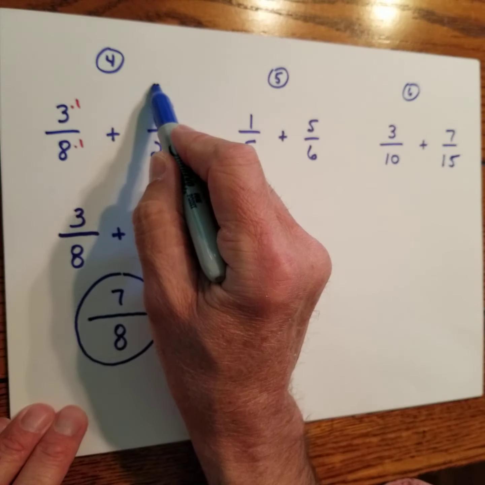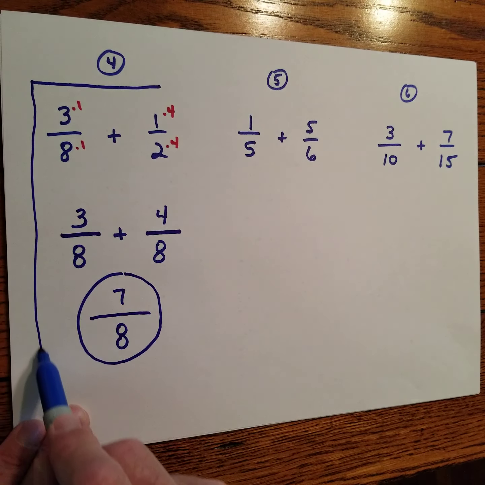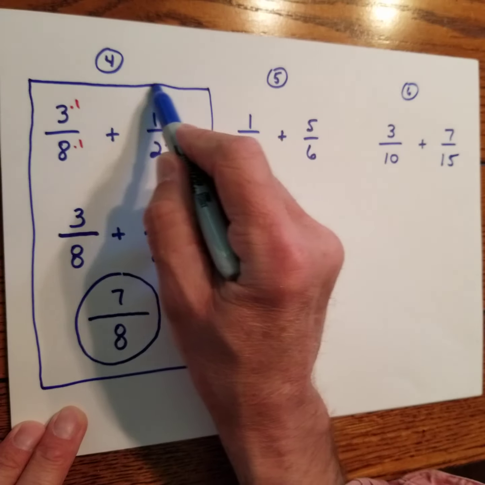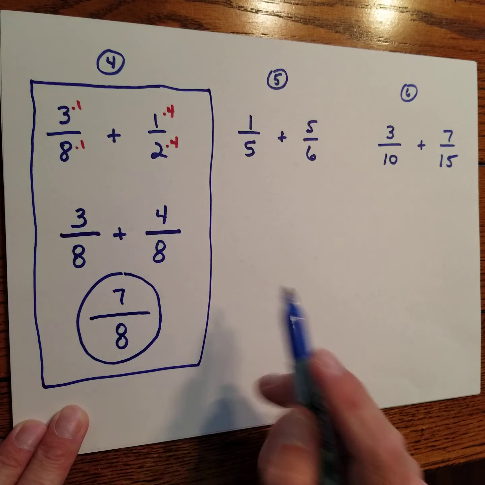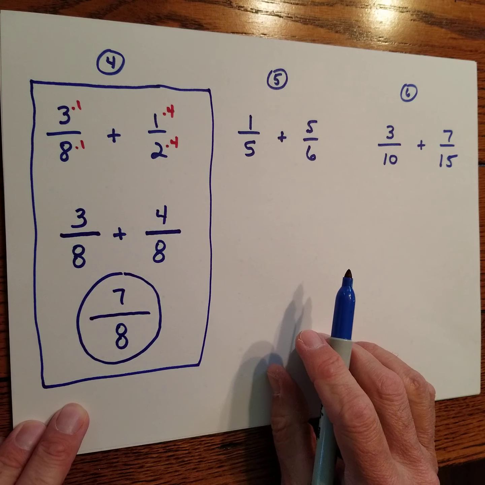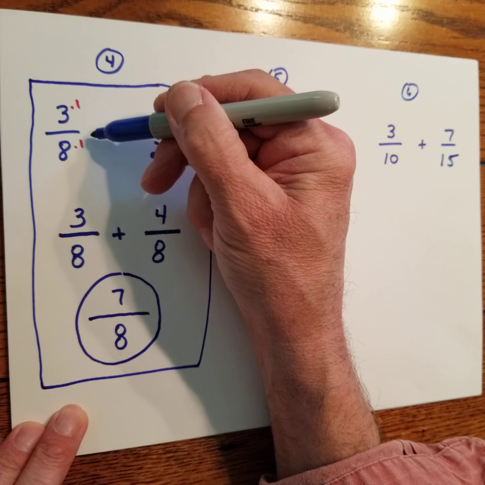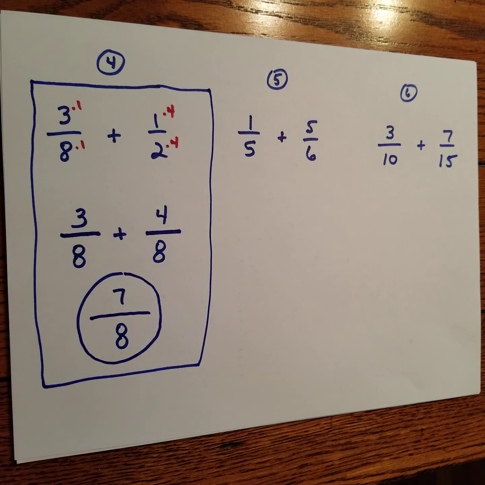Here's how you're going to show your work. You write the problem down. Then you recopy the problem with a common denominator. Then add up the numerators. The things that I write here in red, it's okay to do that part in your head.